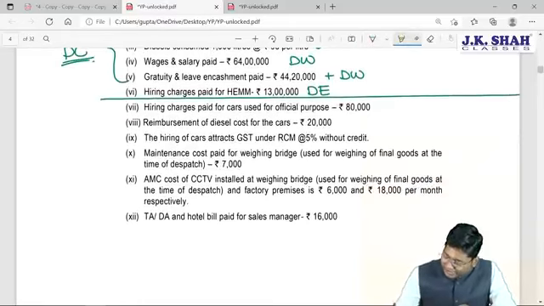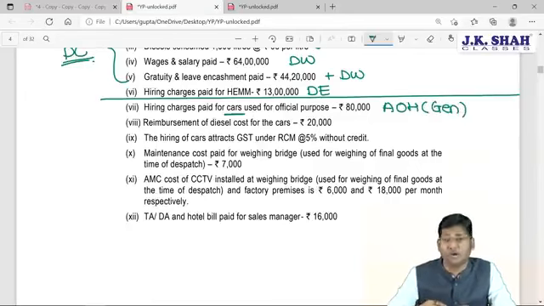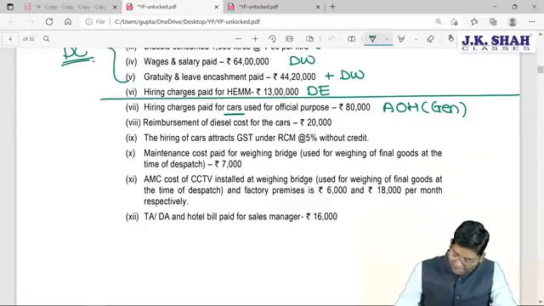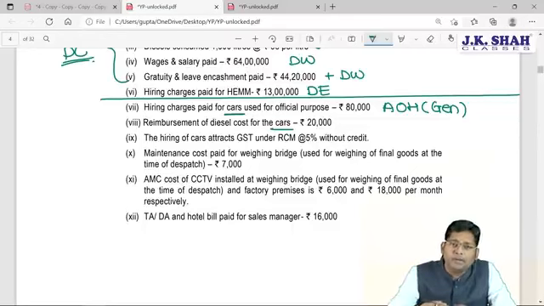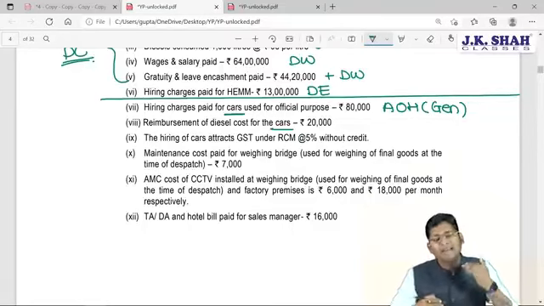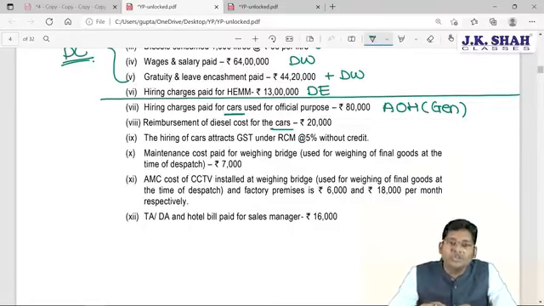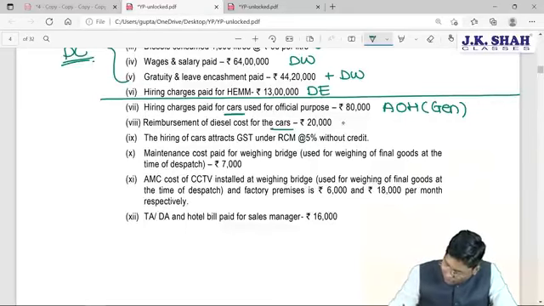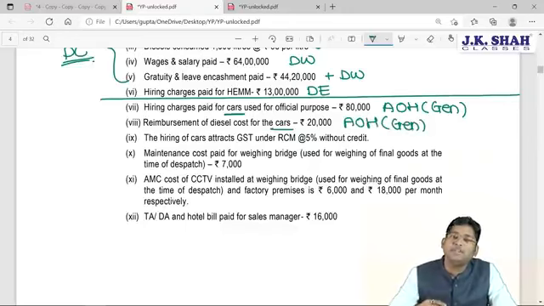Now here the list of secondary cost items is given, where point number 7 says hiring charges paid for cars used for official purpose. So this is administration overhead, but it is general administration overhead for the company because it is not related to production. Reimbursement of diesel cost for the car: if any personnel of your company is using his own car, then he will claim reimbursement of diesel charges, and the company has paid this 20,000 amount towards reimbursement of diesel cost. So it is also administration overhead, incurred for general administrative purposes.